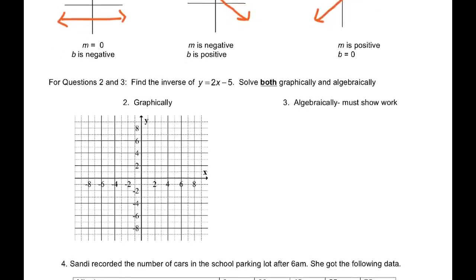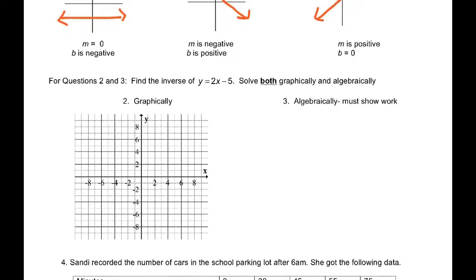Questions 2 and 3 say find the inverse of y equals 2x minus 5, and we need to do it both graphically and algebraically. So number 2 is the graphically. If we were to graph this, we could use our M and B like we saw above. M is 2 and B is negative 5. So we graph the negative 5 first, and we use our M, our slope, and do rise over run: up 2 over 1, up 2 over 1, and so on, or down 2 and left 1. All right, we draw our straight line.